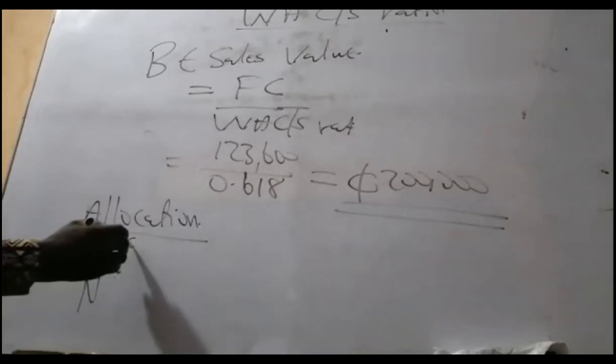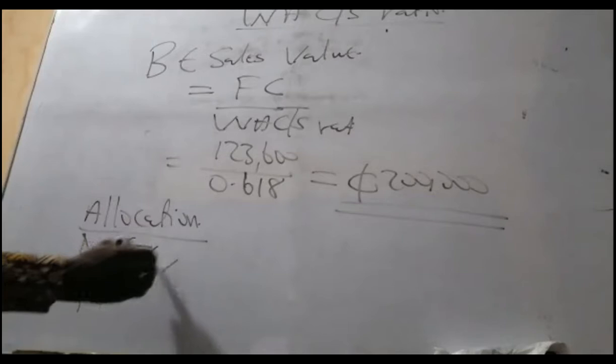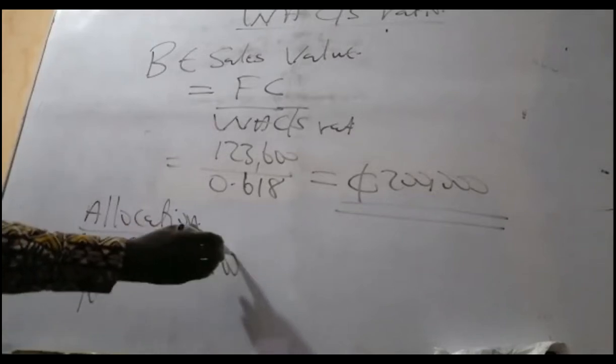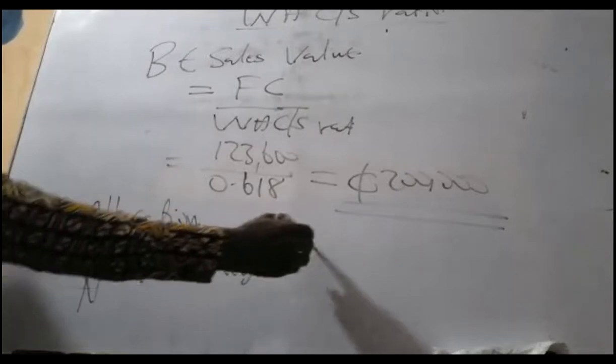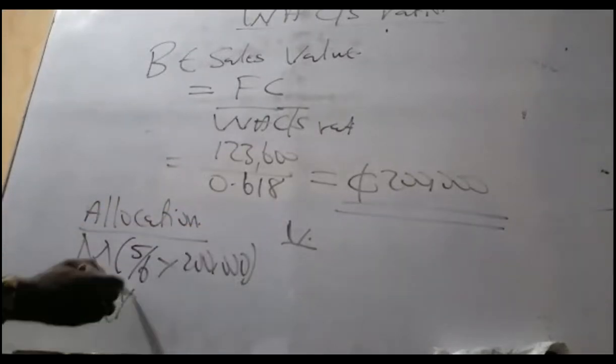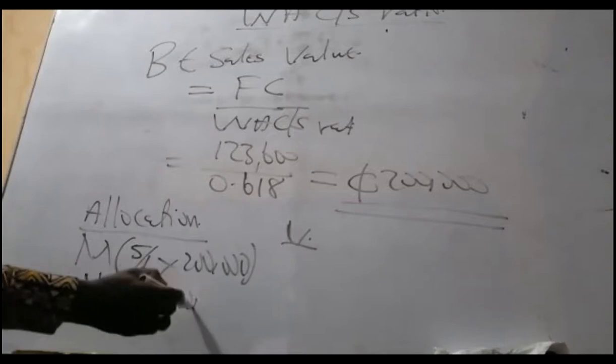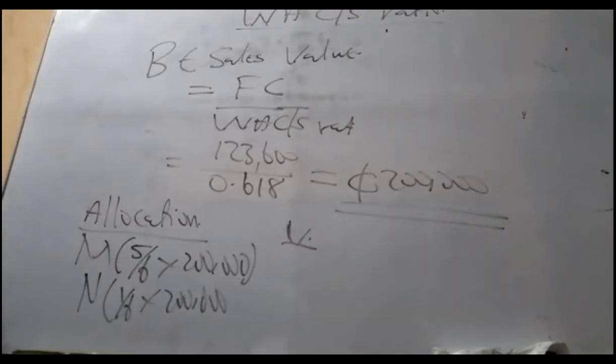So M will take what? 5 out of 6 times 200,000. What do you get? Then N will take 1 out of 6 times 200,000. You will realize that these answers will not be the same. Let me write it again.